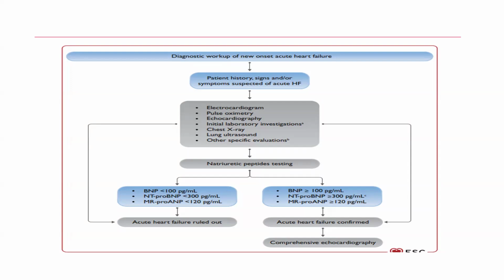Then we need to proceed with the initial lab investigation, chest X-ray, lung ultrasound, and other specific evaluation. And please measure natriuretic peptide level. Please remember this: if natriuretic peptide level is less than 100, then acute heart failure is ruled out. If natriuretic peptide is more than 100, then acute heart failure is confirmed and we need to go for echocardiography to confirm whether it is systolic or diastolic.